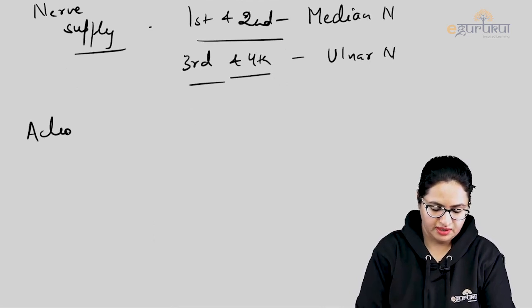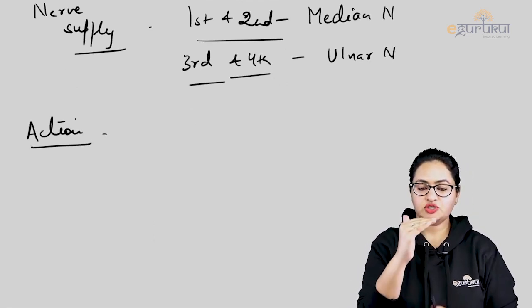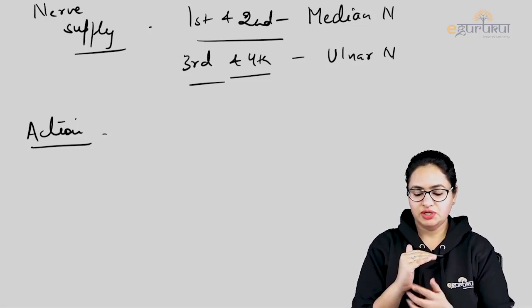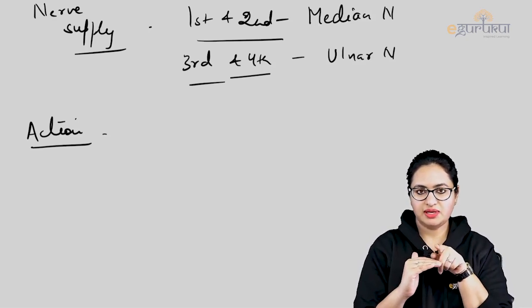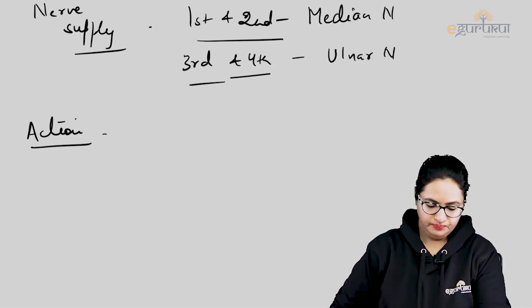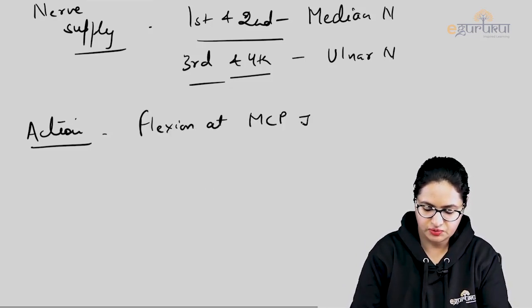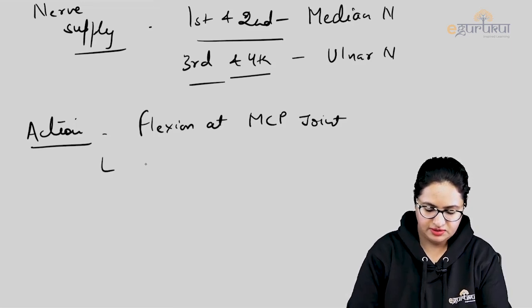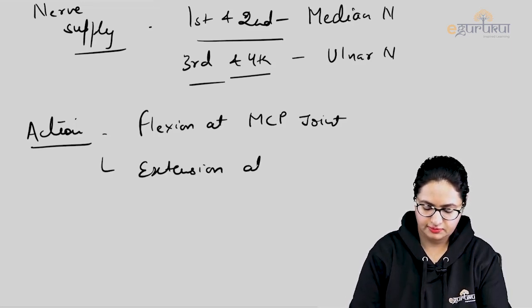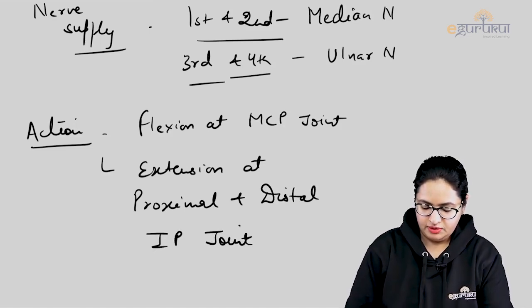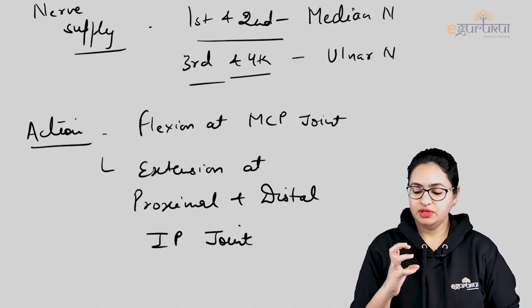And when we talk about the action of this muscle, it produces flexion at the metacarpophalangeal joint and extension at the proximal as well as the distal interphalangeal joint.